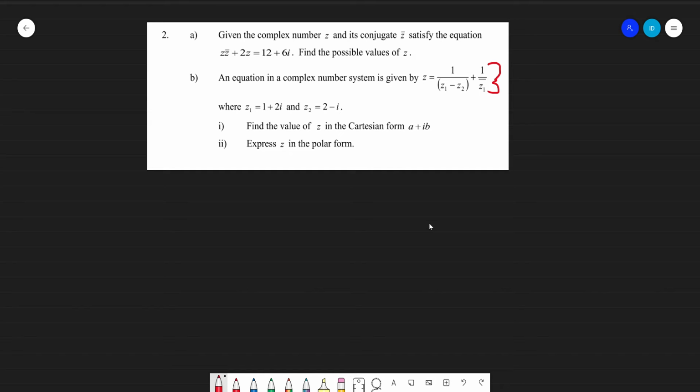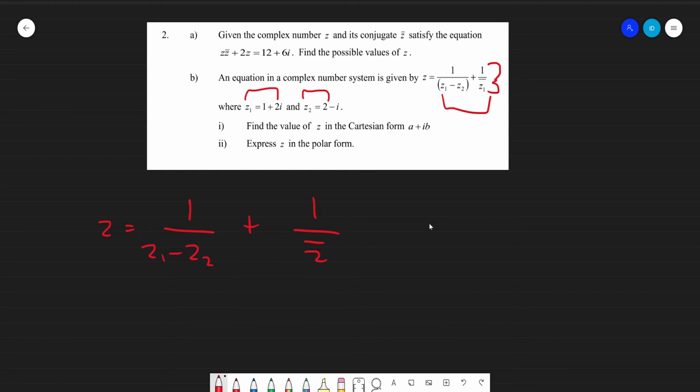Remember, z1, z2, and z aren't the same complex numbers unless they let us know that they are the same. But since the question gave us each complex number, therefore it's not the same. Okay, so first things first, what I love to do is combine. Now, what do I mean by combine? Before I substitute each value into the equation, I simplify this equation to become a singular fraction. Now, a over b, this is what we call a singular fraction, okay? It makes things easier. So z is equal to 1 over (z1 minus z2) plus 1 over z bar.